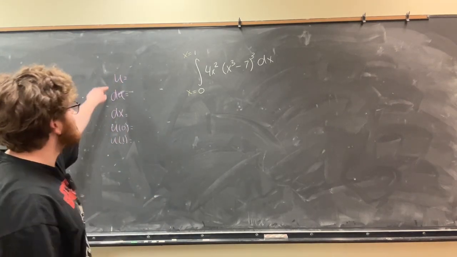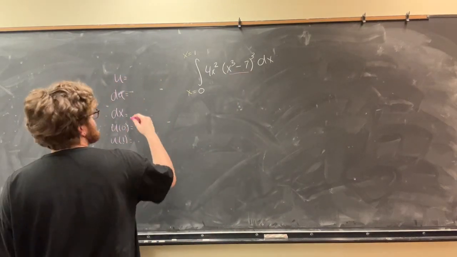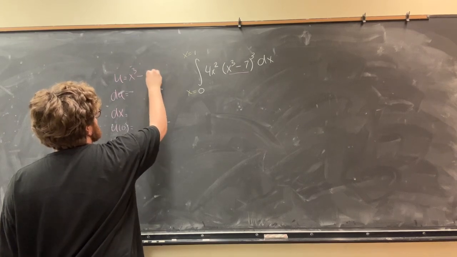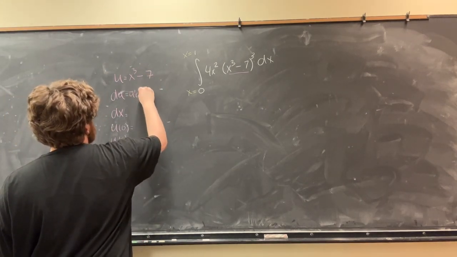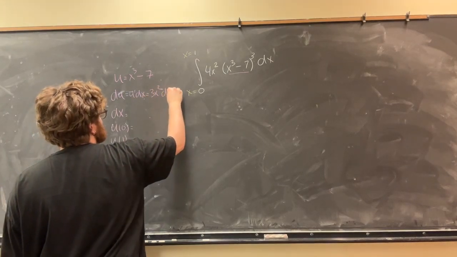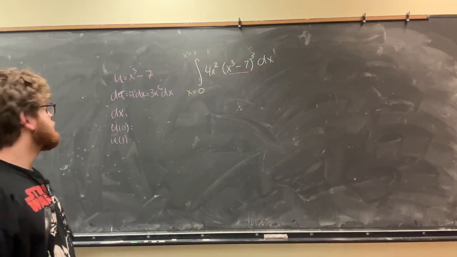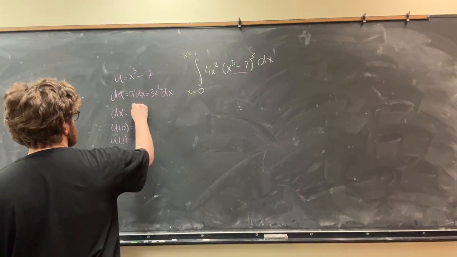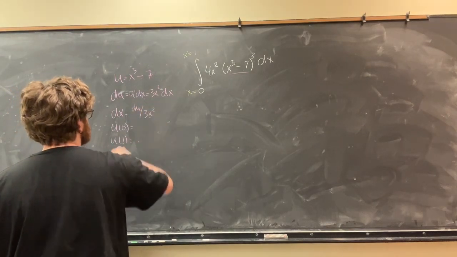Cool. So here, U is going to be this inside quantity here. So that's going to be x cubed minus 7. And then du, which is u prime dx, is going to be 3x squared dx. Cool. Now we want to solve for dx. We're just going to divide by 3x squared. So it's going to be du over 3x squared.